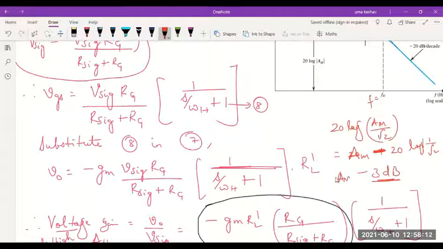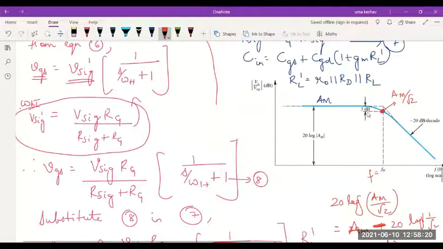So when you convert it to decibels, what should you do? The midband gain in decibels minus 3 dB. If you come down, you'll get the higher cutoff frequency point. See, everything is very logical and meaningful about what we do in electronic circuits. There is nothing that we assume or imagine.